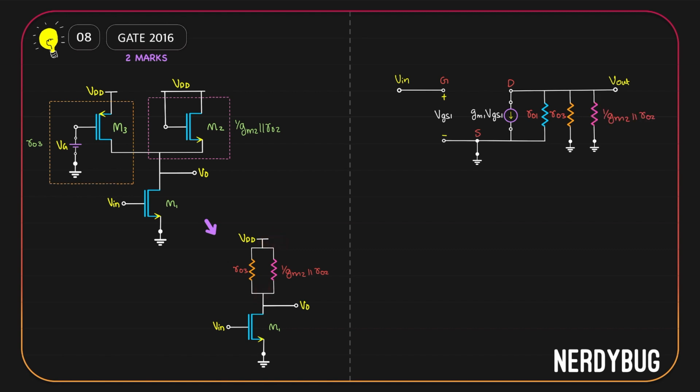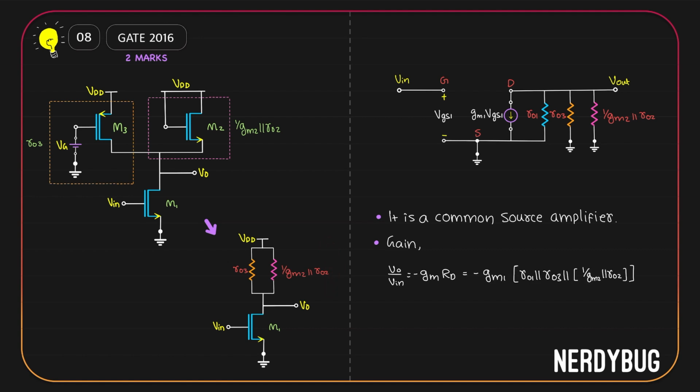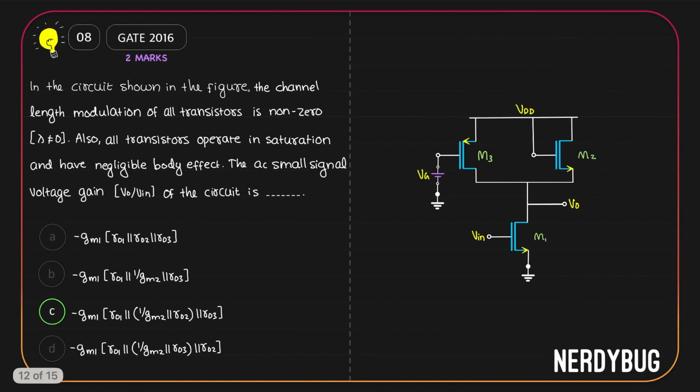Well, we don't even need the small signal model here because basically what you have over here is a common source amplifier. And the gain of a common source amplifier is minus gm RD. RD is the equivalent resistance you have at the drain. From the circuit, we can see that the equivalent resistance we have at the drain is ro3 parallel to 1 by gm2 parallel to ro2. So the gain is minus gm multiplied by that. Again, option C is the correct answer.